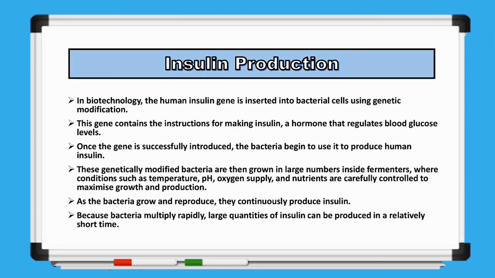These genetically modified bacteria are then placed in fermenters, where conditions such as temperature, pH, oxygen supply, and nutrients are carefully controlled to ensure maximum growth and productivity. Because bacteria reproduce very quickly, they are able to produce large amounts of insulin in a short period of time.